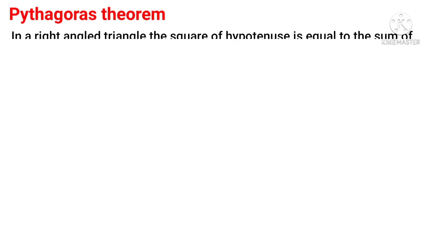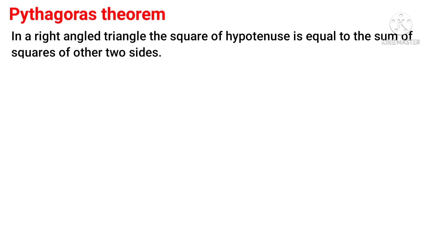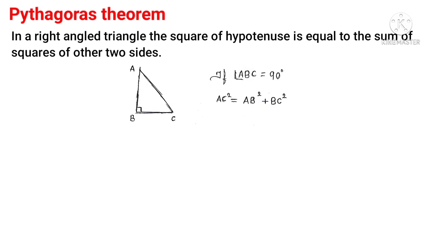Now we'll discuss a very important theorem called the Pythagoras theorem. The Pythagoras theorem states that in a right angle triangle the square of the longest side is always equal to the sum of squares of the other two sides. Here let us consider a triangle ABC in which angle B is 90 degrees. According to the Pythagoras theorem, we can write AC square is equal to AB square plus BC square.